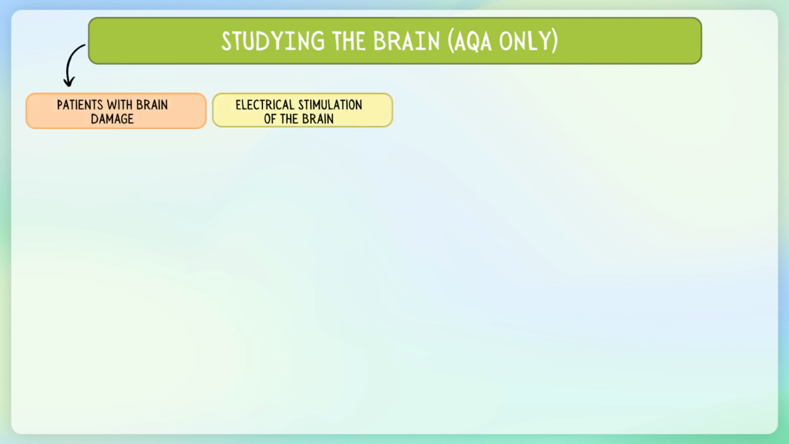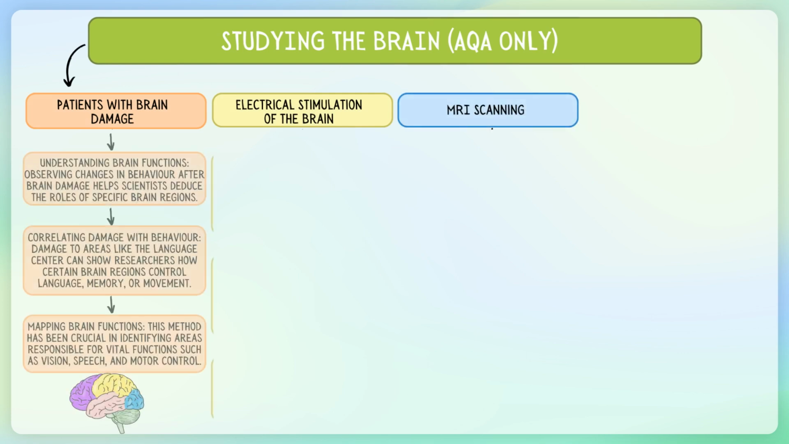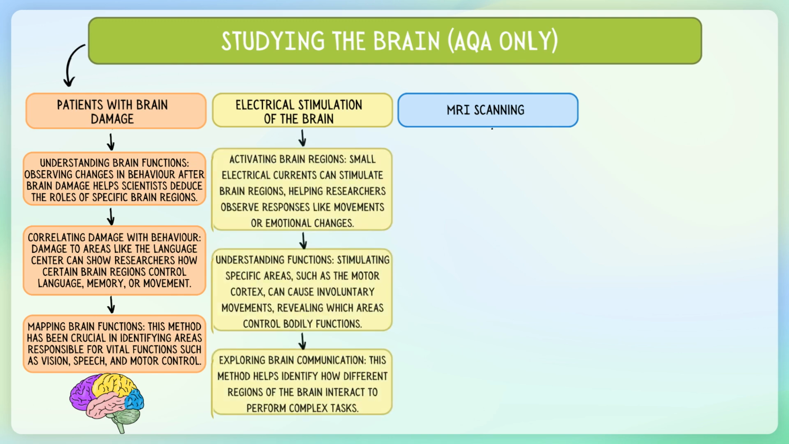In today's lesson, we explored three key methods for studying the brain: examining patients with brain damage, electrical stimulation, and MRI scanning. We discussed how brain injuries can reveal specific functions controlled by different areas. We then covered how electrical stimulation uses small pulses to activate brain regions, helping researchers understand their functions by observing resulting movements or behaviours, such as triggering a limb movement by stimulating the motor cortex.